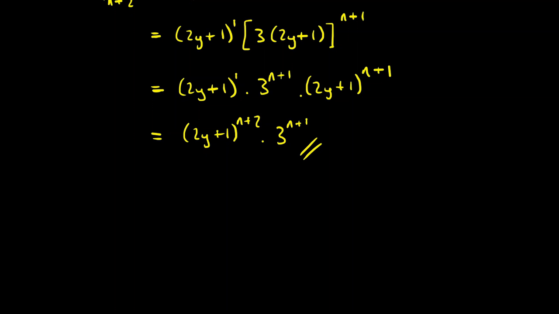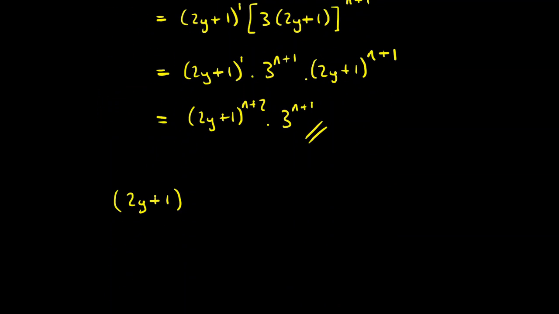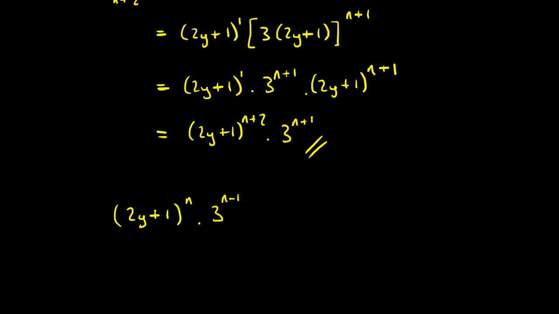So (2y plus 1) to the power of n times 3 to the power of n minus 1, double check that again, yeah, is equal to 4 times (2y plus 1) to the power of n plus 2 times 3 to the power of n plus 1.